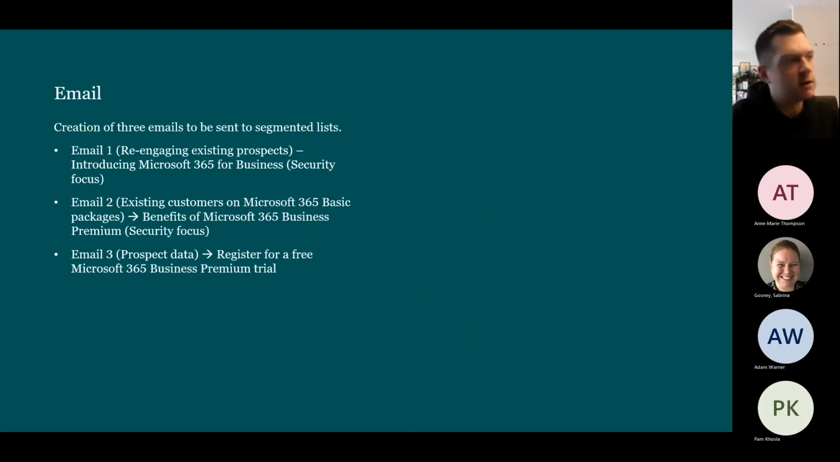We're going to do some email nurturing. So we're going to have our automation set up, but we're also going to send these 3 emails out here, which could be to a net new contact base. It could be contacts that we've already got that we want to try and re-engage. We might buy data, those sort of things. So email 1 is to engage existing prospects. Email 2 is to engage people who are already on a more basic package. And then email 3 is to completely new prospect data.